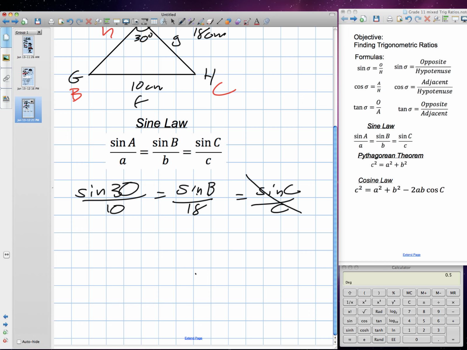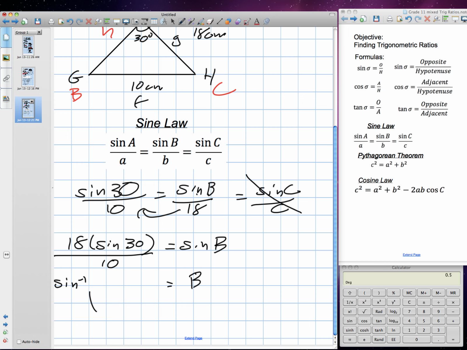I need to get sine B by itself. So I'm going to move 18 to the other side. 18 times sine 30 divided by 10 is equal to sine B. Okay. Now I can work out everything in here. Some of your calculators would be smart enough. What I'm going to do is before I work this out, I'm actually going to move sine over to the other side. When I move sine over, what does it have to become? Sine inverse. So sine inverse of all of that. 18 sine 30 divided by 10.